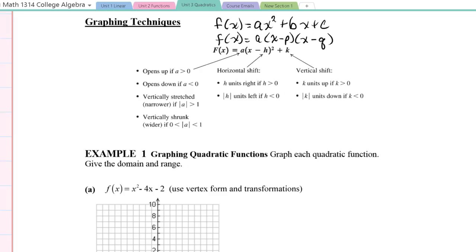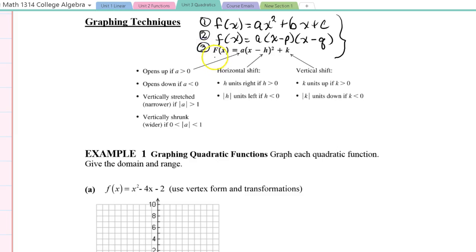This video will go over graphing techniques and graphing of quadratic equations. One of the first things I want to mention is that we can have quadratic equations in three different forms. The first one being standard form, the second one being intercept form, and the third one being what we can call a graphing form or the vertex form.